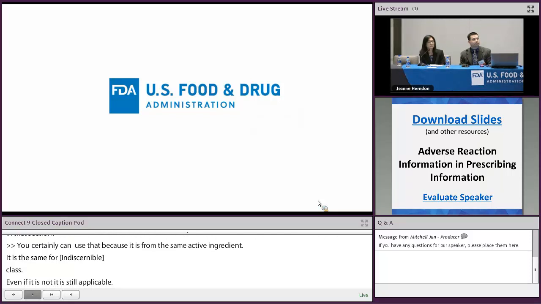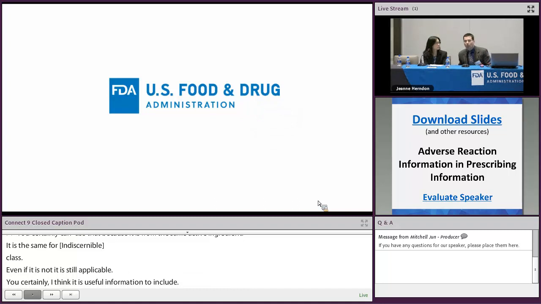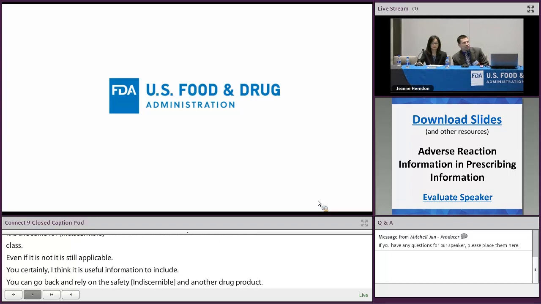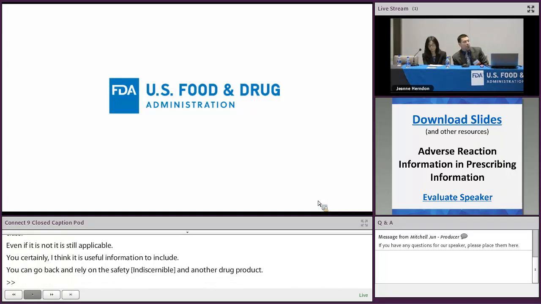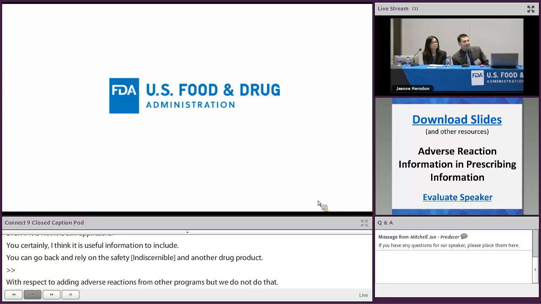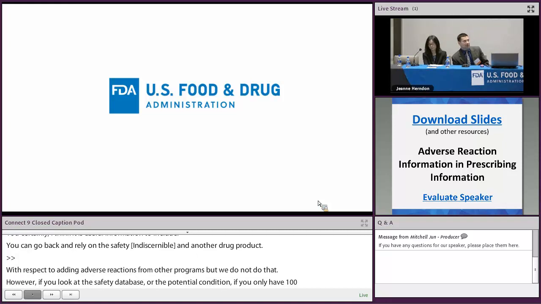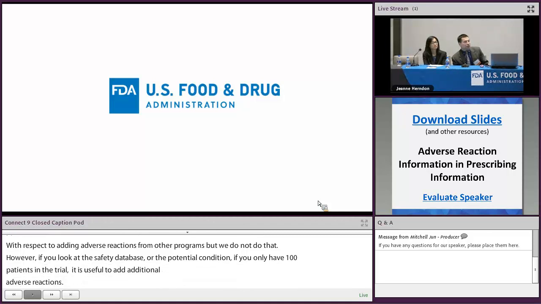One thing to think of is, as Jeanne was presenting it, with respect to adding adverse reactions from other programs. In general, we don't do that. However, if you have a small safety database for potentially a rare condition and you only have 100 patients in your trial, in that setting it may be important or useful to add additional adverse reactions. In contrast, if you have a cardiovascular trial with 20,000 patients, it's less likely that you'll need to add additional information from other related drugs in the class.